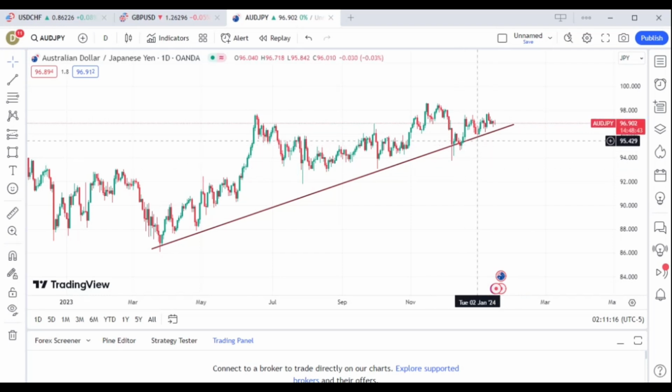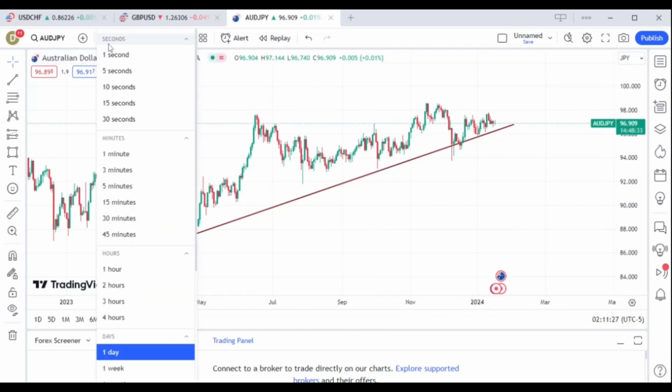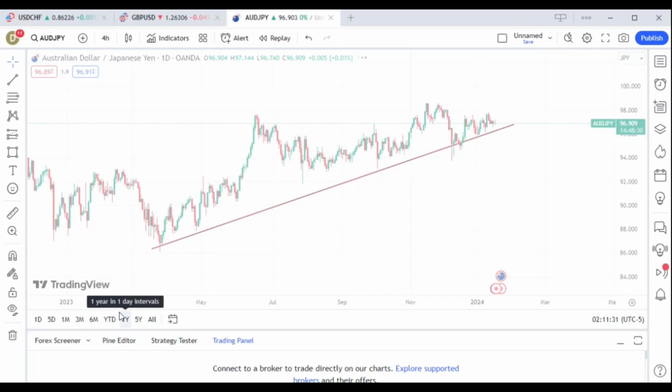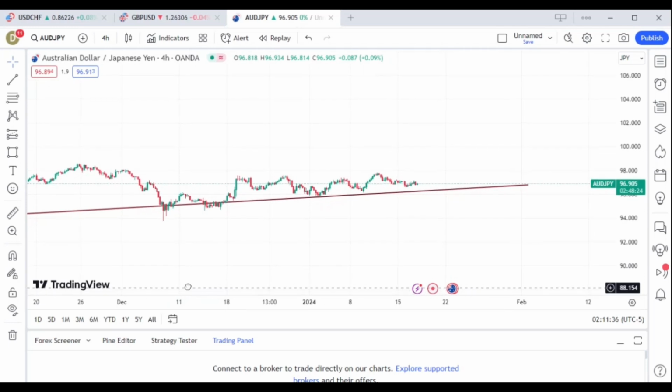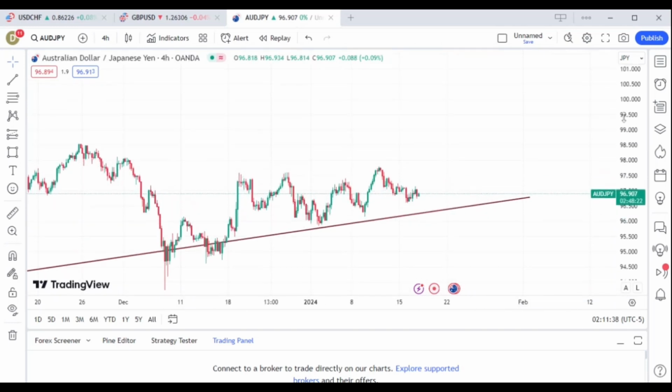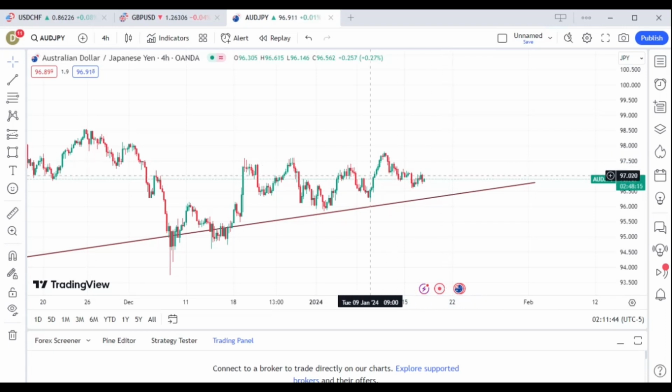So what we're going to be doing now is to study the market structure going on at this trend line here. So I'm going to go to the 4 hour time frame and identify the market structure. Now, on the 4 hour time frame, I can clearly see that price is creating higher highs and higher lows. How is that very clear to me?